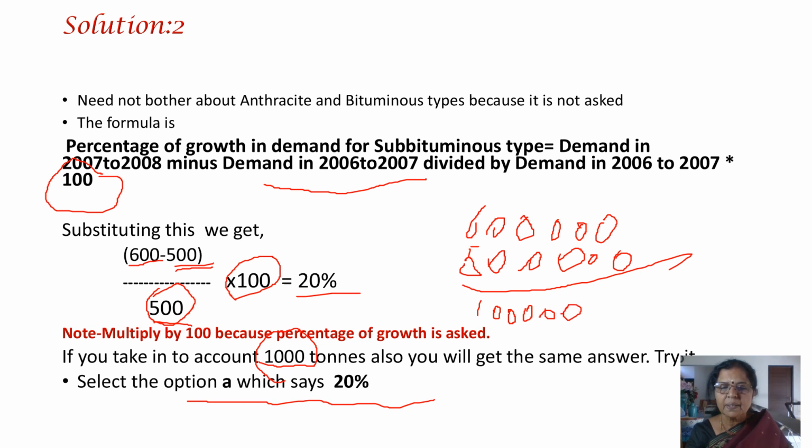Alright. Divided by 500 tons. 500 into again 1000 tons. 3 zeros.